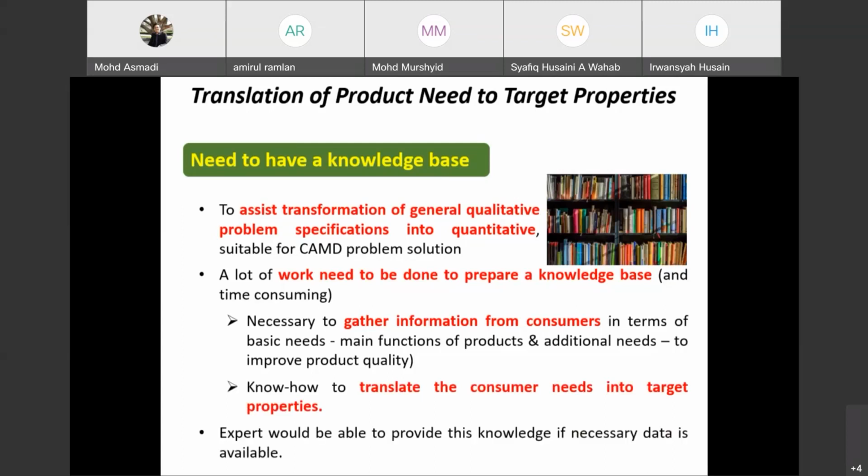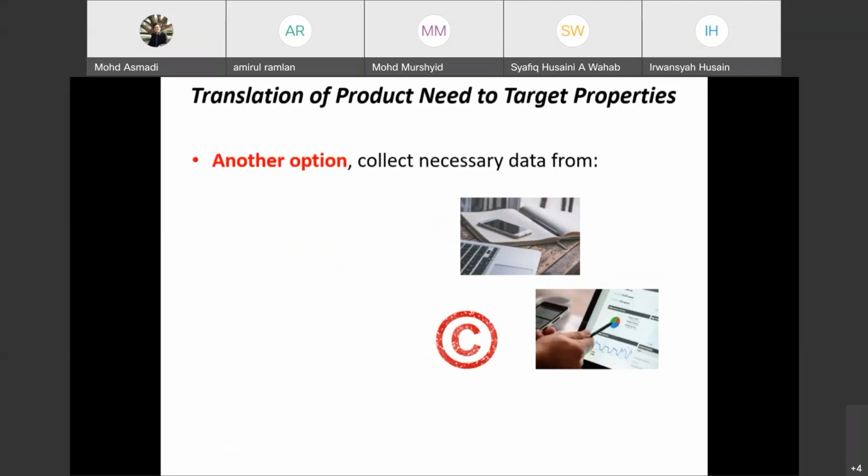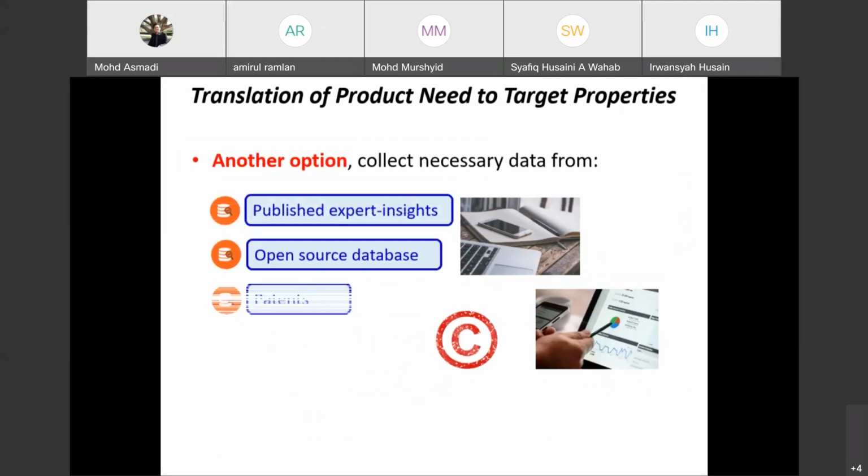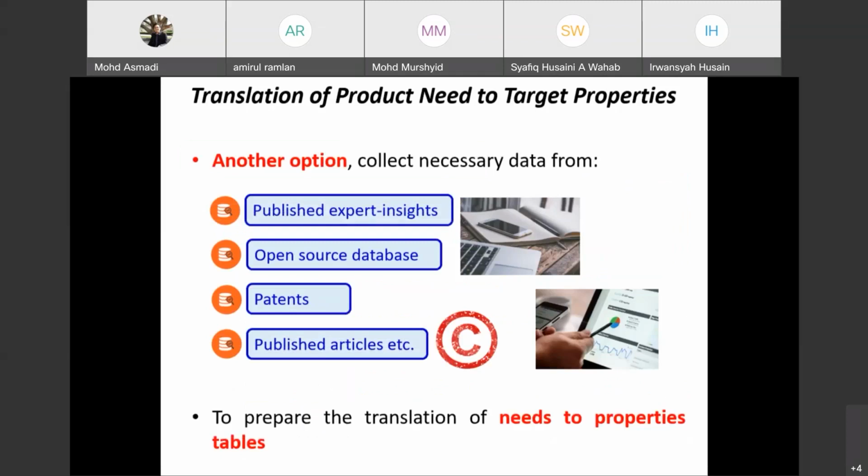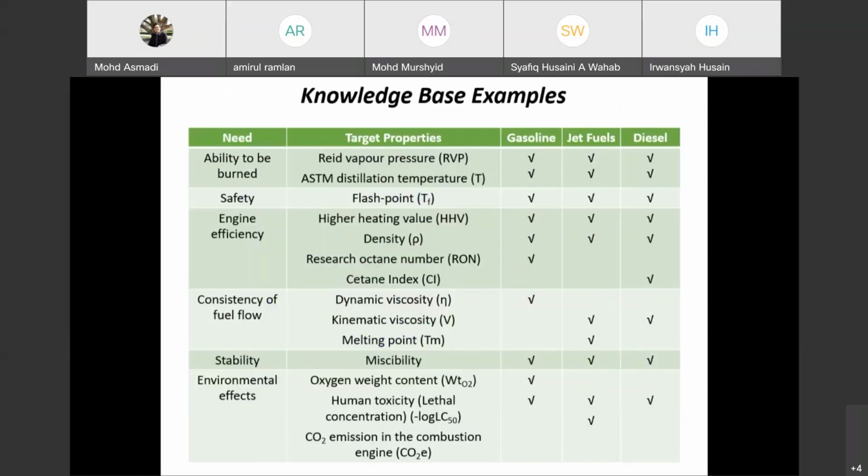Okay, selalunya expert will be able to provide this knowledge if necessary data is available. Okay. Another option is you can get from the patents, published article, open source database, journals, right? What else? Wikipedia and so on, so that you can translate the needs properties. Okay. This is examples. Okay, knowledge-based examples.